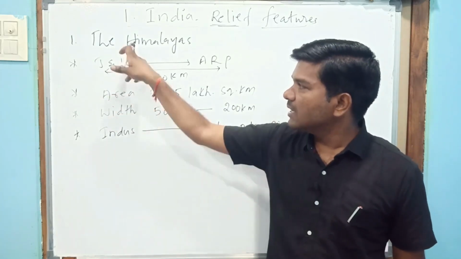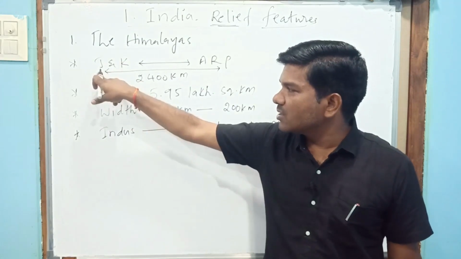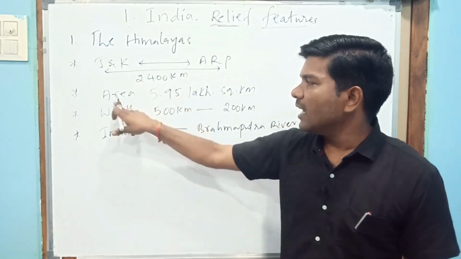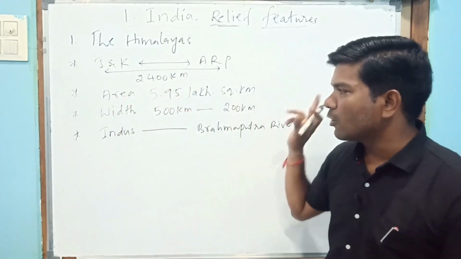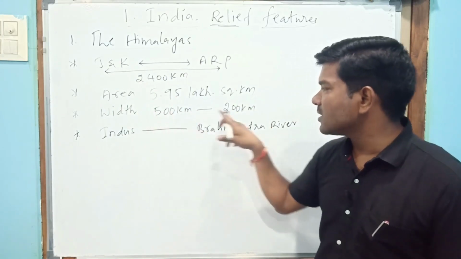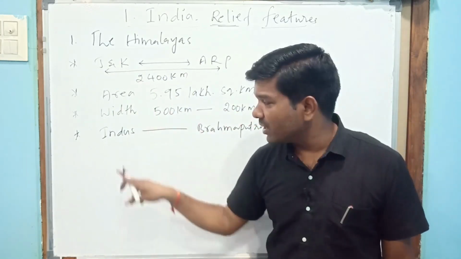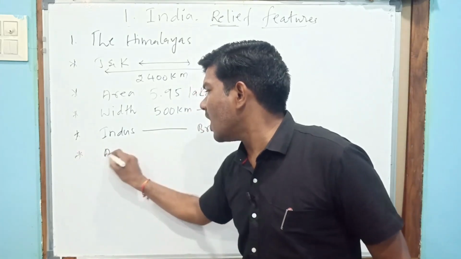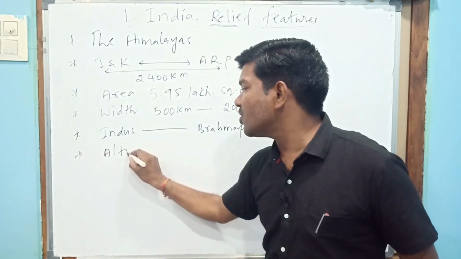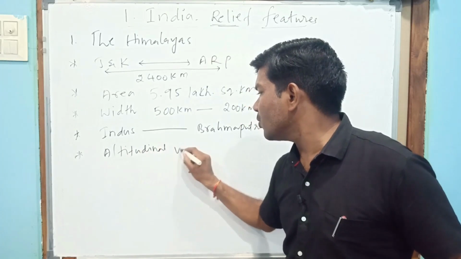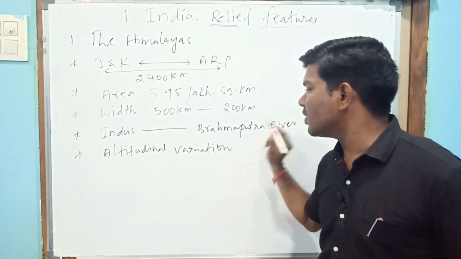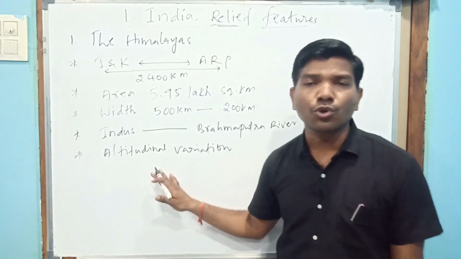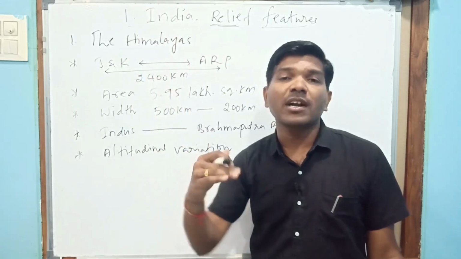These are the important points. The Himalayas stretch from Jammu Kashmir to Arunachal Pradesh, 2400 kilometers of length, very long, and the area is 5.95 lakh square kilometers, width somewhere 500 kilometers, somewhere 200 kilometers. These are located between the Indus river and Brahmaputra river. And mostly in the Himalayas we can see altitudinal variations. What is the meaning of altitudinal variation? Altitude means height. Different heights. Just now I showed you height is different in different areas.